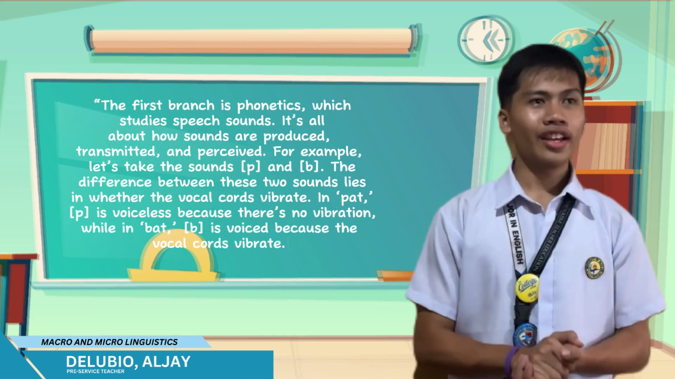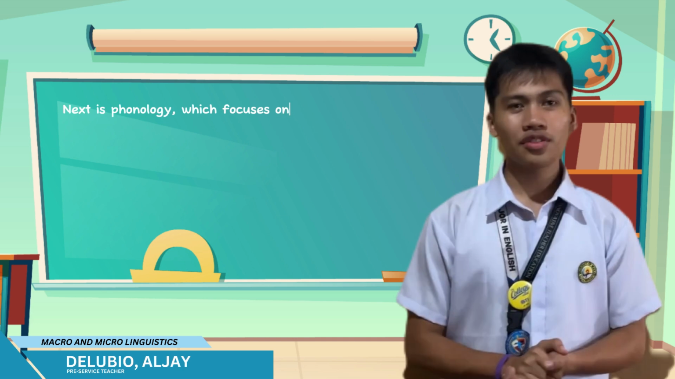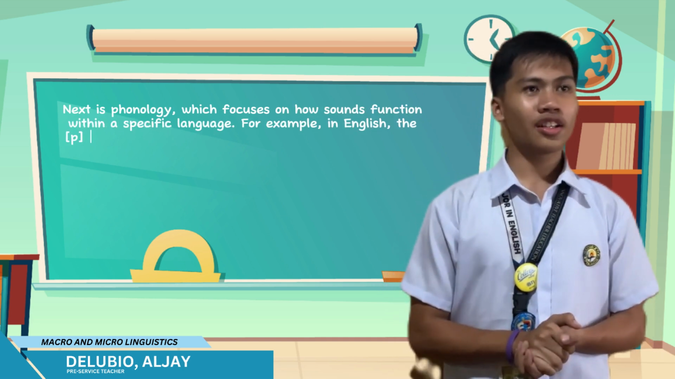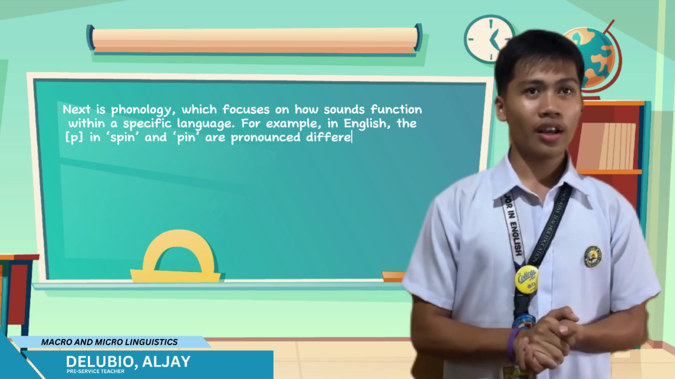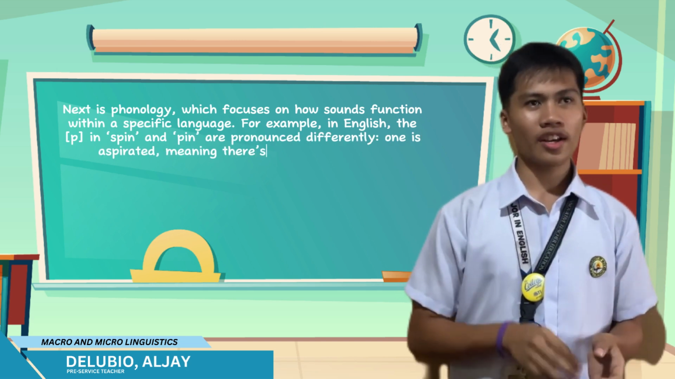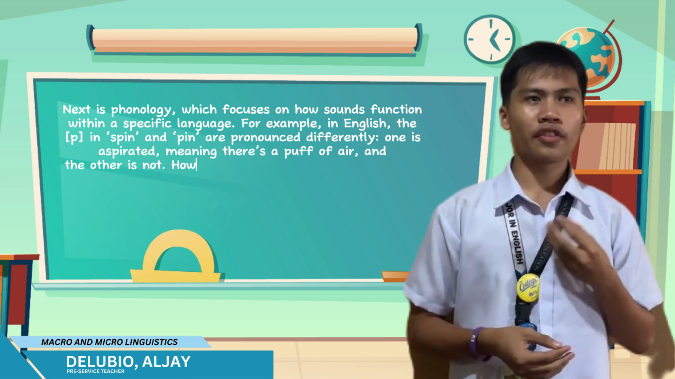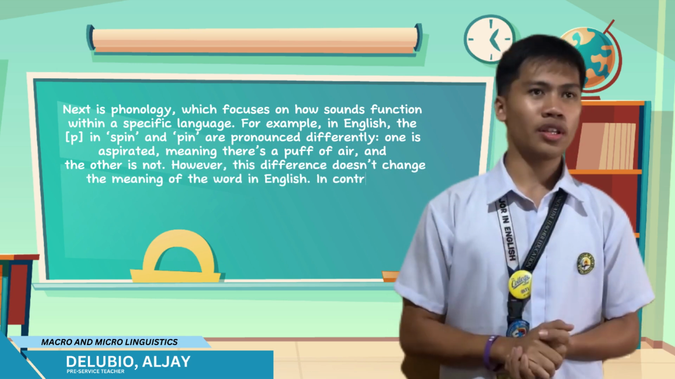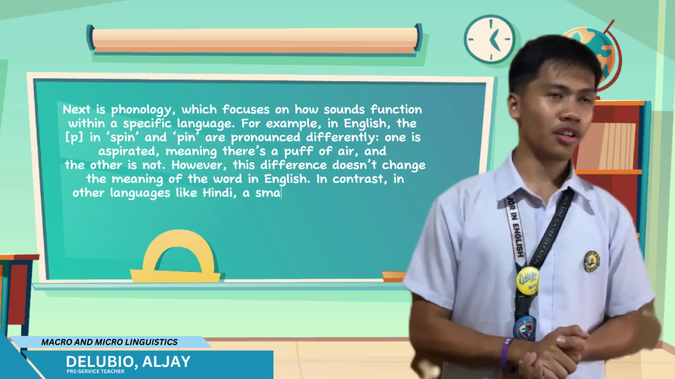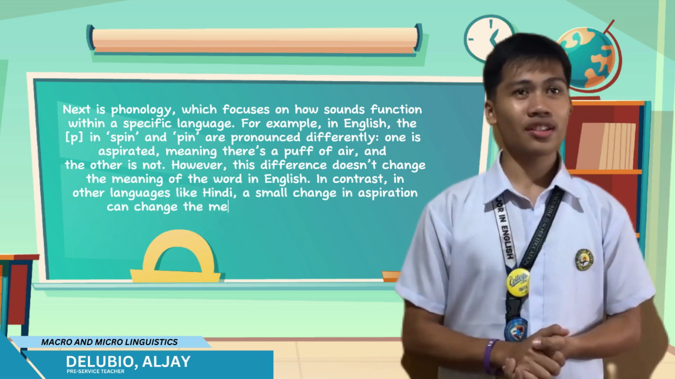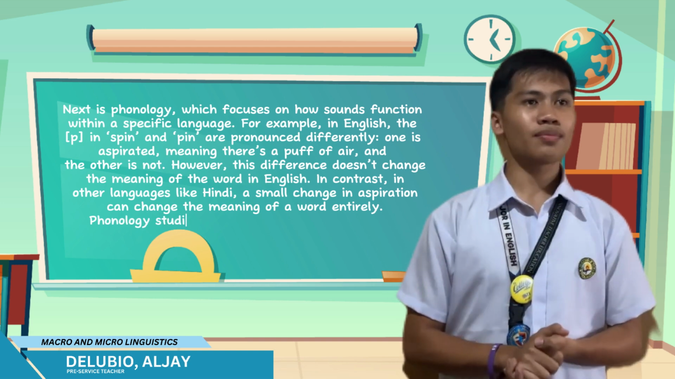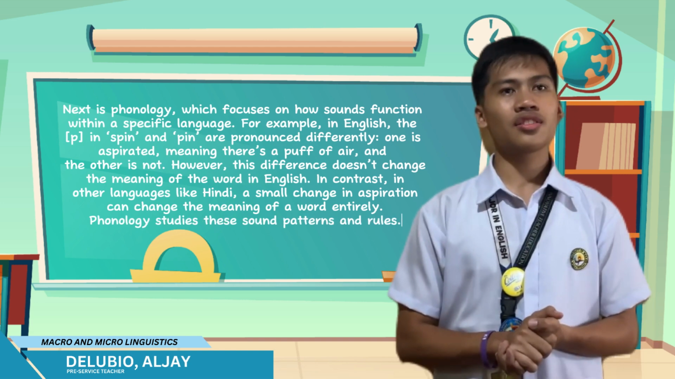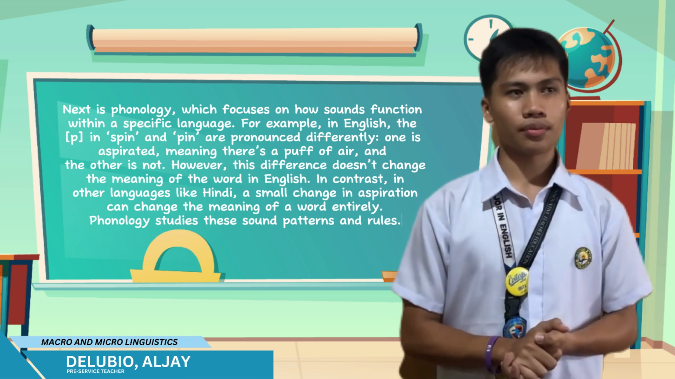vibrating. Next is phonology, which focuses on how sounds function within a specific language. For example, in English, the P in spin and pin are pronounced differently. One is aspirated, meaning there's a puff of air, and the other is not. However, this difference doesn't change the meaning of the word in English. In contrast, in other languages like Hindi, small changes in aspiration can change the meaning of the word entirely. Phonology studies these sound patterns and rules.